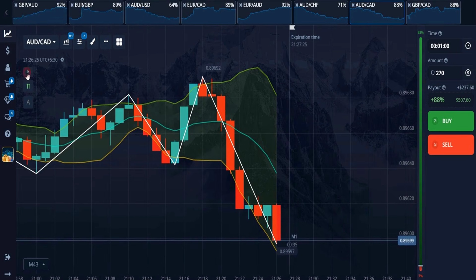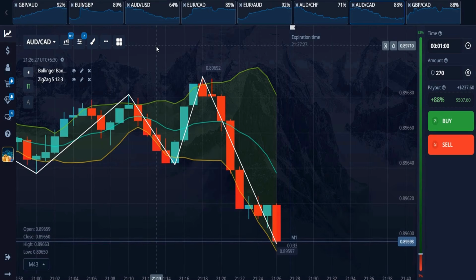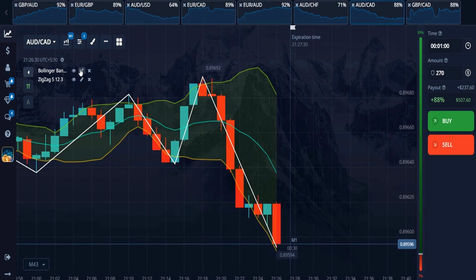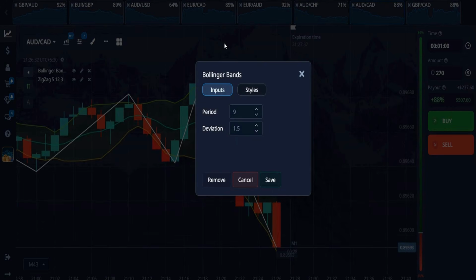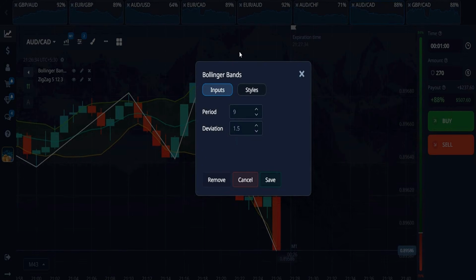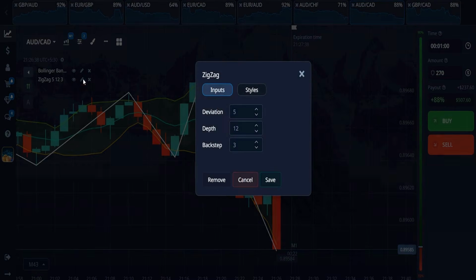Now let me quickly show you the exact indicator settings we're using so you can implement this yourself. First, the Bollinger Band indicator. Set the period to 9. Set the deviation to 1.5. Next, the zigzag indicator. Use the default settings: deviation 5, depth 12, backstep 3. That's it. These settings are optimized for this strategy.